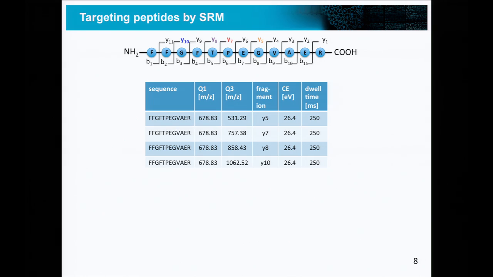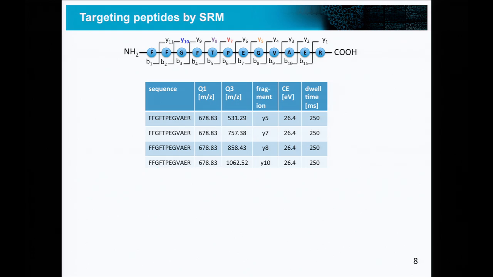Then you also need to provide the fragment ions that you're interested in. So in this example, we have selected Y5, 7, 8, and 10, and these are the corresponding mass to charge ratios again. And then there are two additional columns that you always need to tell the instrument to do an SRM experiment, and this is the column of collision energy. That's the energy that you want to apply in the second quadrupole to fragment the peptide.